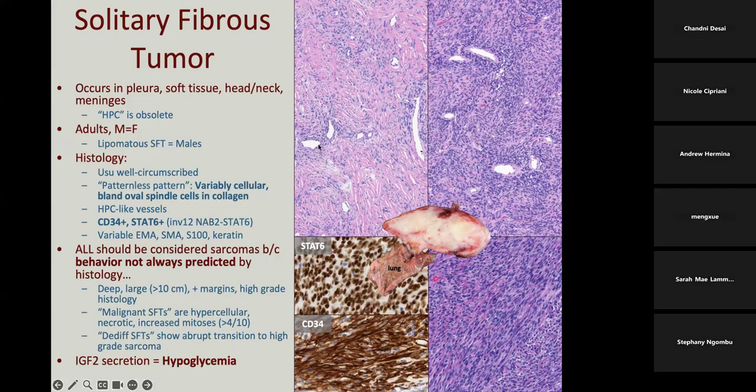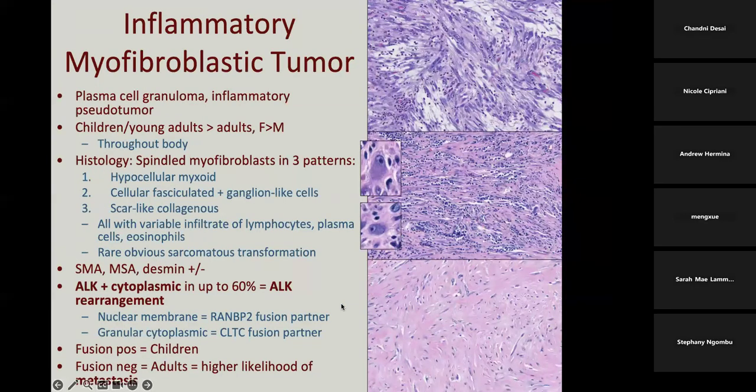Variably cellular to collagenous stroma, thin-walled dilated blood vessels. If they secrete IGF-2, they present with hypoglycemia. Essentially, all SFTs should be regarded as potentially malignant, and they should be graded according to the D'Amico criteria, which is based on size, age, margin status, hypercellularity, mitoses, etc. Okay.